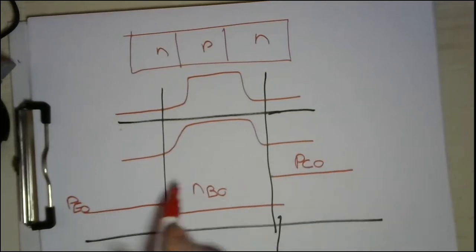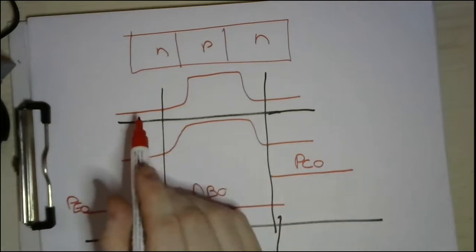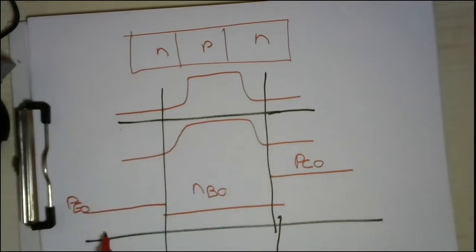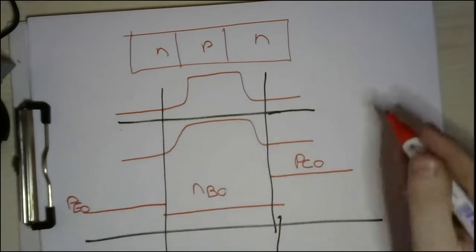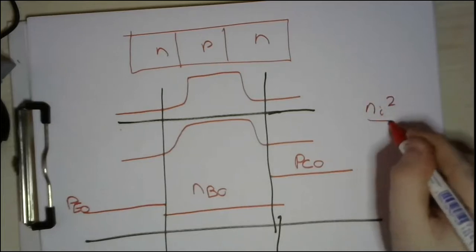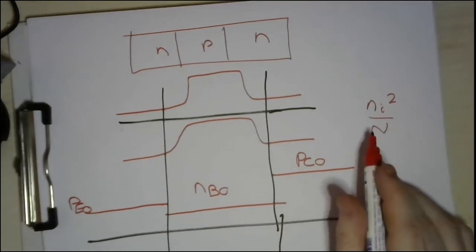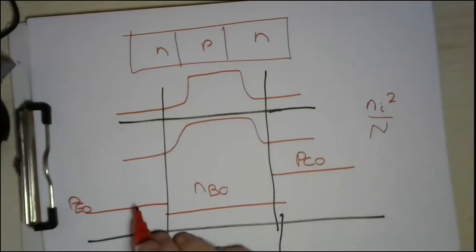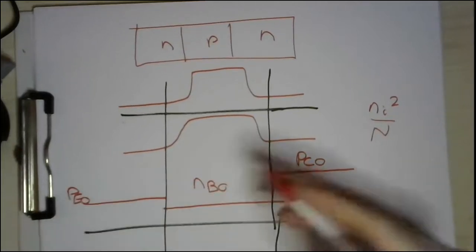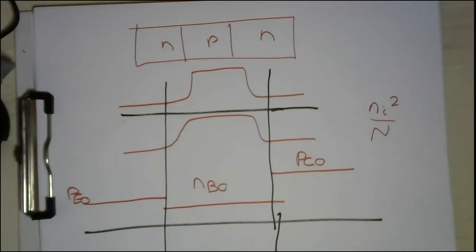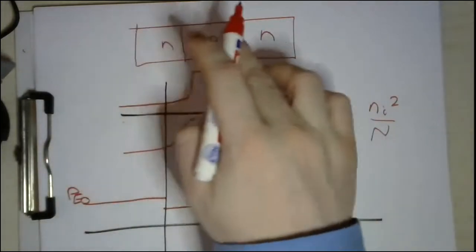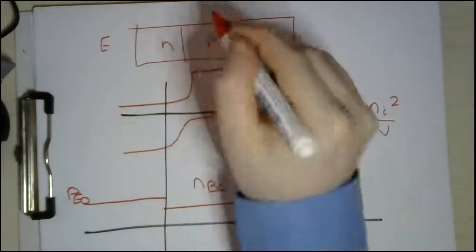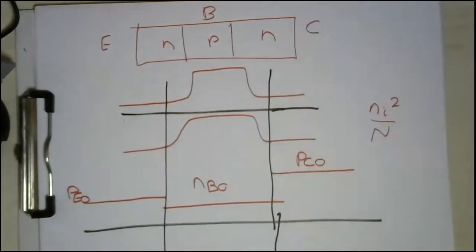Of course, the levels here can vary depending on the doping level. If you have a high doping, then the minority will be reduced. If you have a low doping, then the minority will be increased. This is inversely proportional due to the mass action law, because simply the minority carrier is ni squared over N, which is the doping. So whenever N increases, the minority carrier decreases and vice versa. So you can adjust these levels based on the doping in the emitter, the base, and the collector.